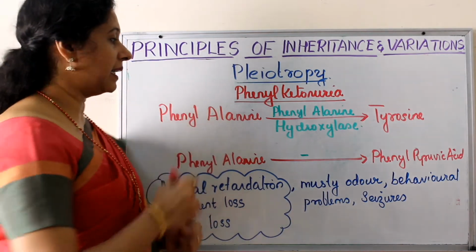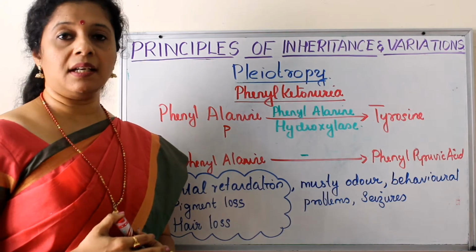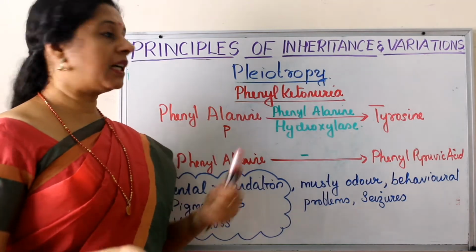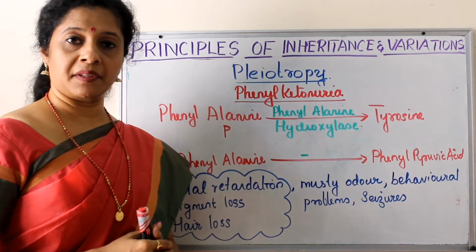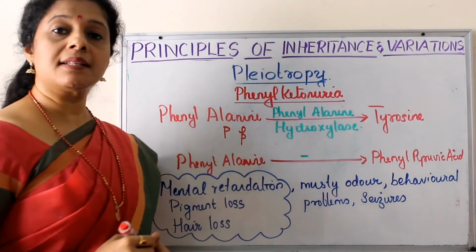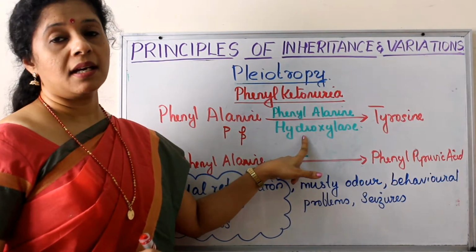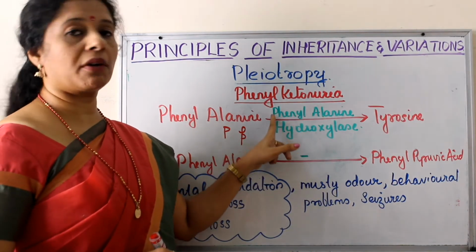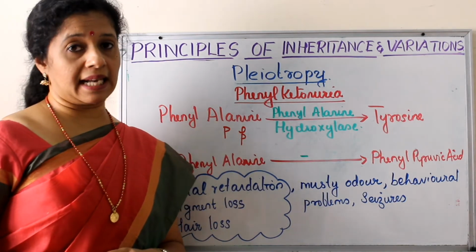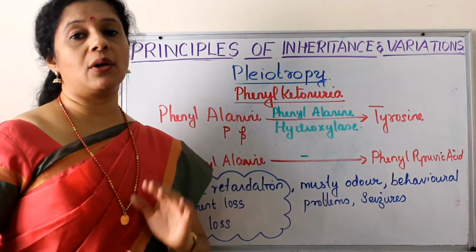This is controlled by a gene capital P. If this capital P gene is present, it will produce enough enzyme, which in turn will convert phenylalanine to tyrosine. But due to some mutation, if it becomes small p, that is recessive, then the enzyme won't be produced. That is, phenylalanine hydroxylase, or in short the PAH enzyme, won't be produced. So in the absence of that enzyme, can phenylalanine become tyrosine? No, that process will not happen.